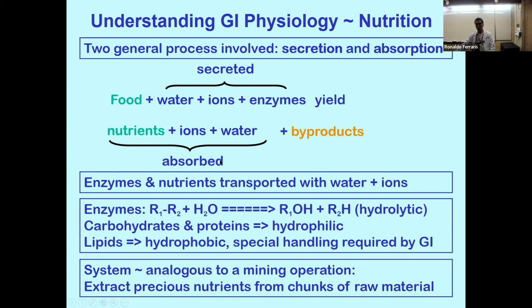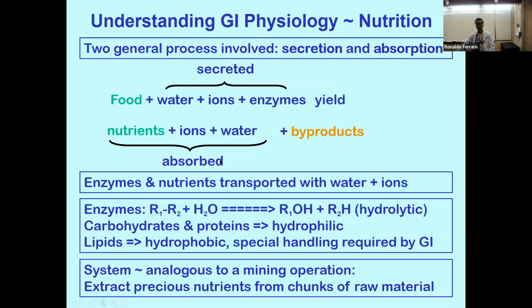So we actually begin with food, and eventually we harvest nutrients. So this is the initial component that we are going to eat, and from there we extract nutrients. So the GI system is analogous to a mining operation. And from here, as I mentioned, we extract nutrients from our food, chunks of raw material. So this is really the story of the GI system: secretion, absorption, so we can extract precious nutrients from chunks of raw material.